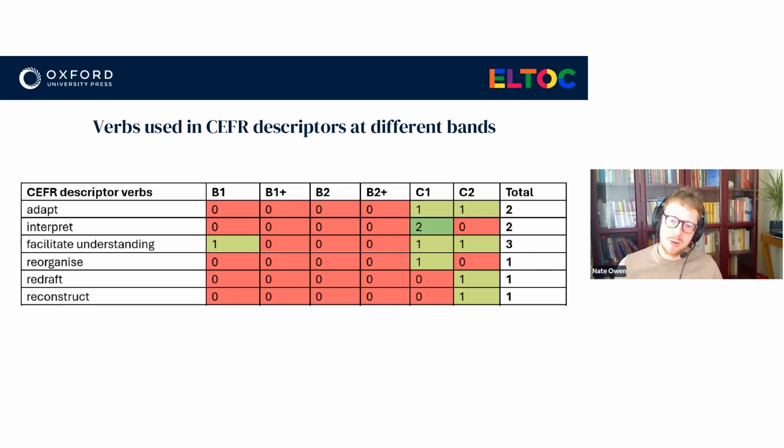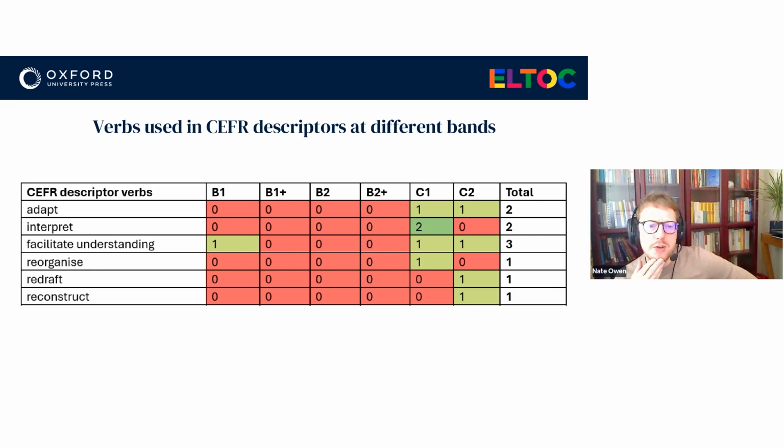But then we found this, which was also particularly useful and influential for us. Other words which we thought were particularly important: adapt, interpret, facilitate understanding, reorganize, redraft, and reconstruct. Crucial words for the mediation construct. And these appeared almost exclusively at C1 and C2 levels. And so this was very useful for us because this led us to think, well, actually, mediation could be a very good way from an assessment point of view of, say, distinguishing B2 learners from C1 learners.